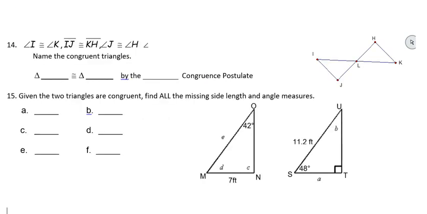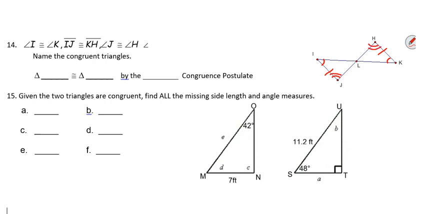Okay, so with number 14, it says angle I is congruent to K, IJ is congruent to KH, and J is congruent to H. So we're going to go ahead and mark these in the drawing. So I is congruent to K. Then it tells me that IJ is congruent to KH. Oops, I did that wrong. Sorry. IJ is congruent to KH. And then we have that J is congruent to H. So we got J is congruent to H.